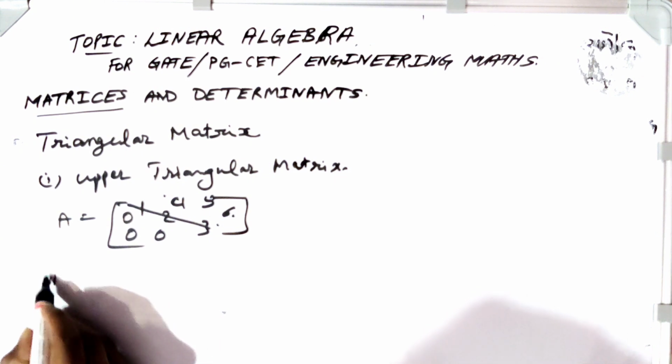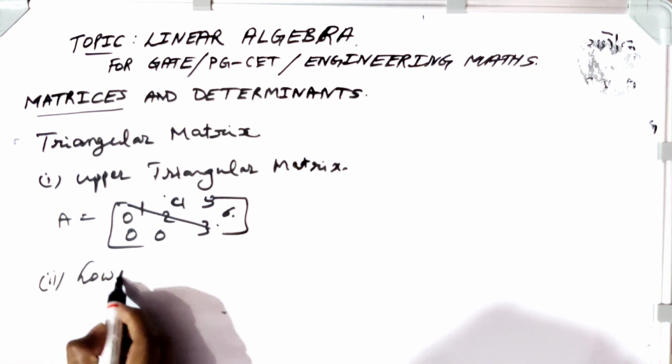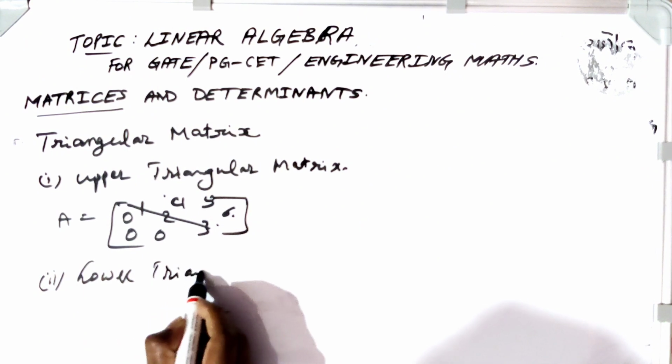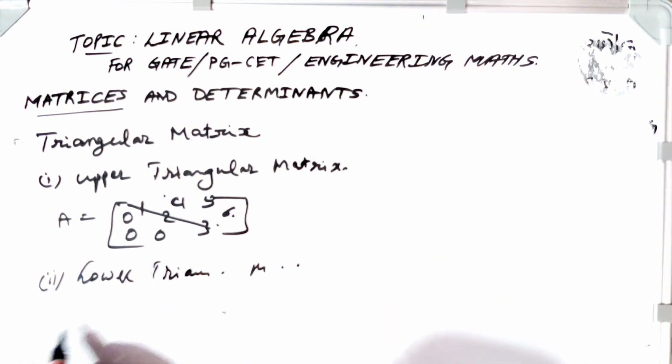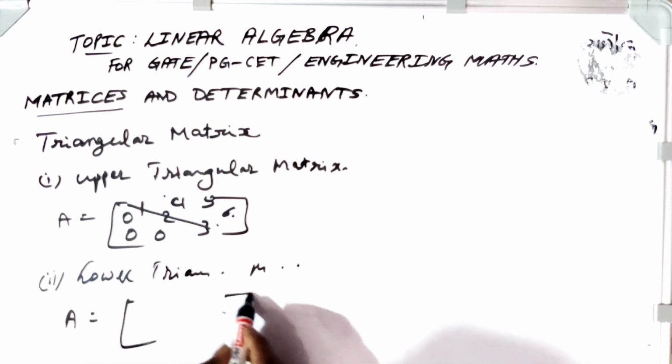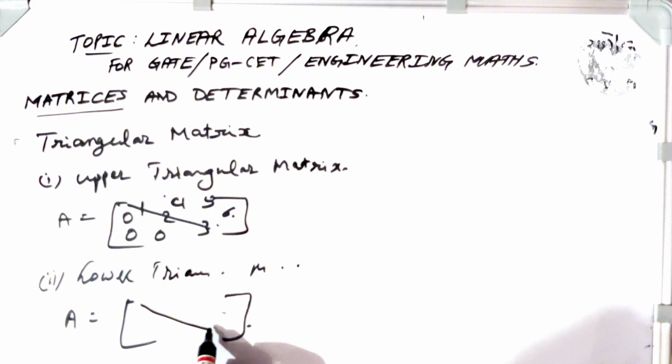So then lower triangular matrix. It is said to be a lower triangular matrix if and only if the elements above the principal diagonal elements are 0. Okay.